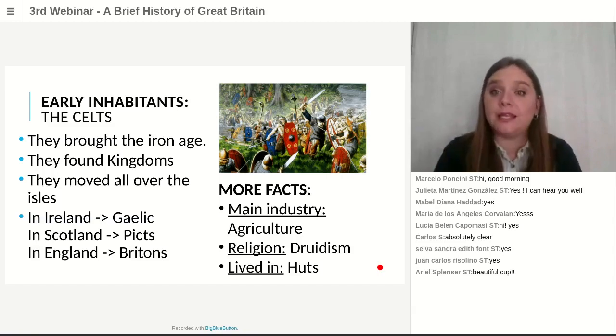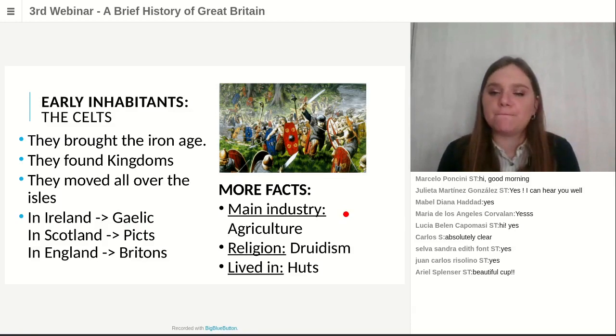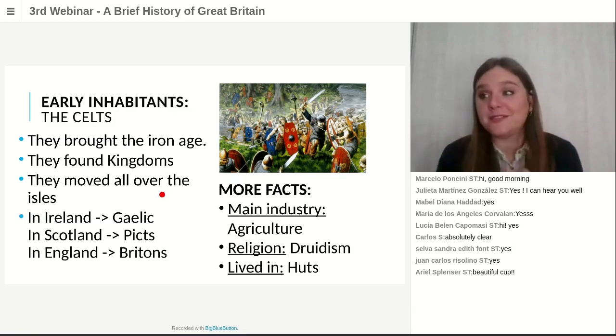Again, their main industry was agriculture, though they were great craftsmen as well, making iron. They are famous for having these bracelets that were very, very famous. You've probably seen them all over. And they lived in huts. It was also very common at the time.